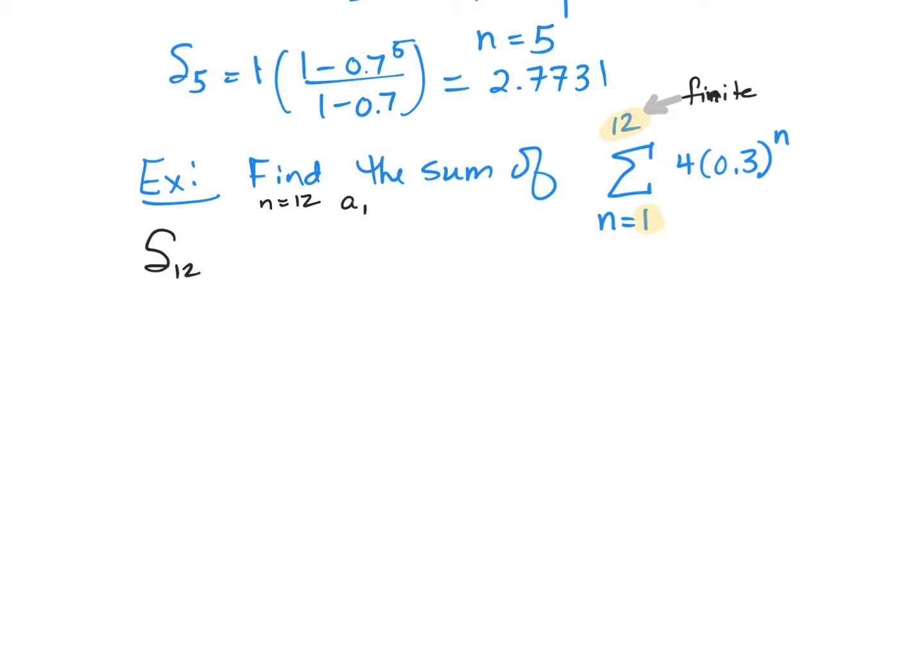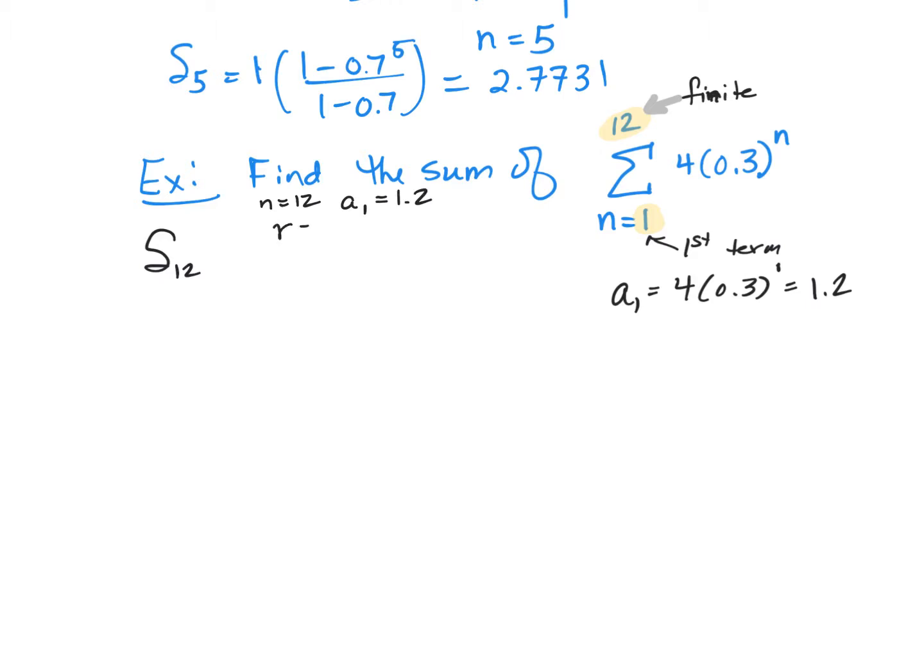What is a sub 1? Nope. To find a sub 1, we are going to have to plug in what for n? This would be our first term, wouldn't it? So our first term would be 4 times 0.3 to the first. So to find the first term, we plug in 1. To find the second term, we plug in 2. To find the third term, we plug in 3, and so on. Make sense? Okay. That would be 1.2. So a sub 1 is 1.2.